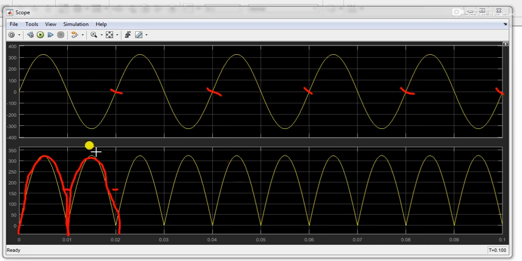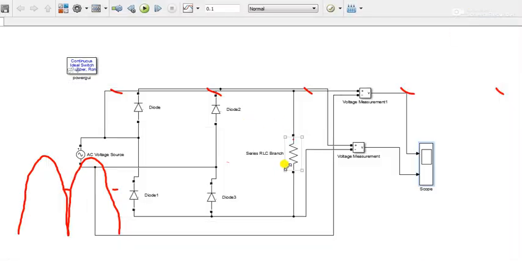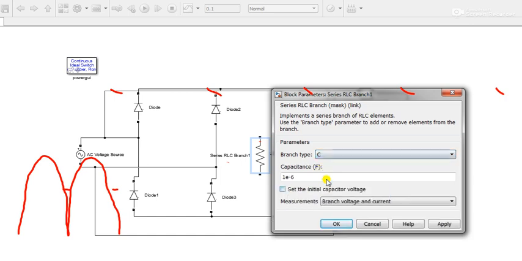what we actually want is not this containing AC. We want the DC, and for DC we need to add a filter circuit. Let's make it a capacitor, of a very small value.